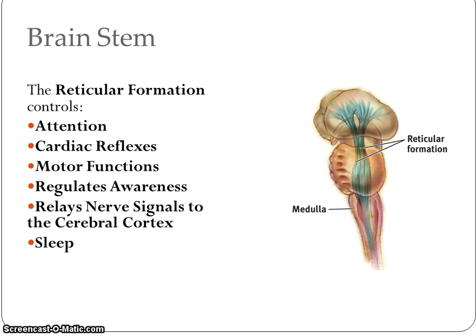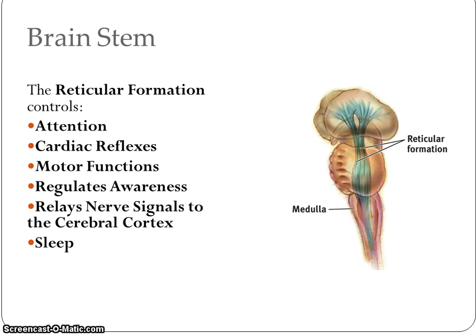The second part of the brainstem is the reticular formation. This part of the brainstem is important for attention, cardiac reflexes, motor function, arousal specifically. There's a lot of regulation of awareness that happens within the reticular formation, and it relays nerve signals to the cerebral cortex. That's the outermost part of the brain. And it also plays an important role in sleep.